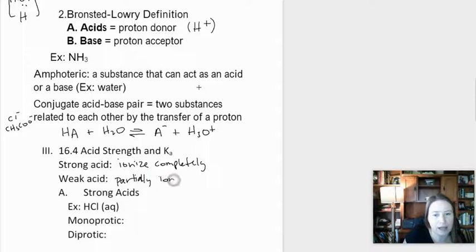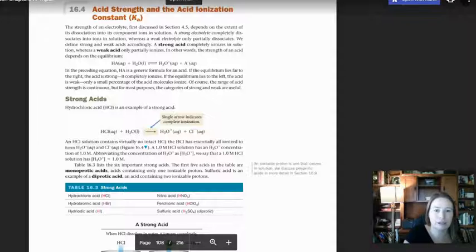Partially ionize means if you have, let's say, 100 of these, in a strong acid, 100 of each of these would be formed as they separate. If it's a weak acid, it's only partial, and it really depends on the acid, but for some of them it's only like 5% of the acid, the HA, that will actually separate. That is over here in your book. The definition of a strong acid is that it completely ionizes, whereas a weak acid only partially ionizes.